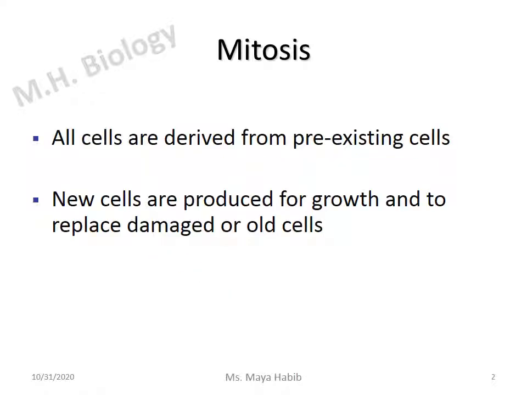First, we will start with some general information. All the cells of our body are derived from pre-existing cells, and new cells are continuously produced to ensure growth during our early years, as well as to replace damaged or old cells. And these new cells are produced by the process of mitosis.